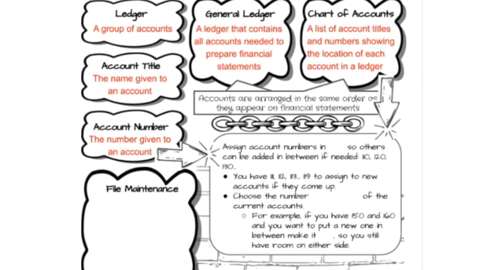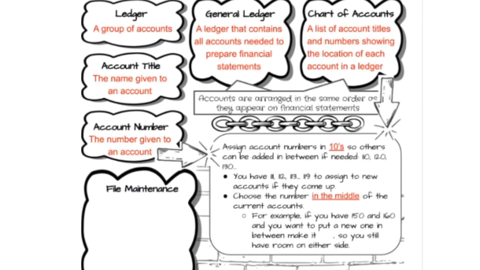And so remember that all of these steps in the accounting cycle are linked. They're all in the same order for a reason. It's to keep accountants organized. So when you're assigning account numbers, you want to do that in tens so that other accounts can be added in between if needed. So for example, you'll do 110, 120, 130. That means you have accounts 111, 112, 113, all the way through 119 to assign new accounts if they come up.